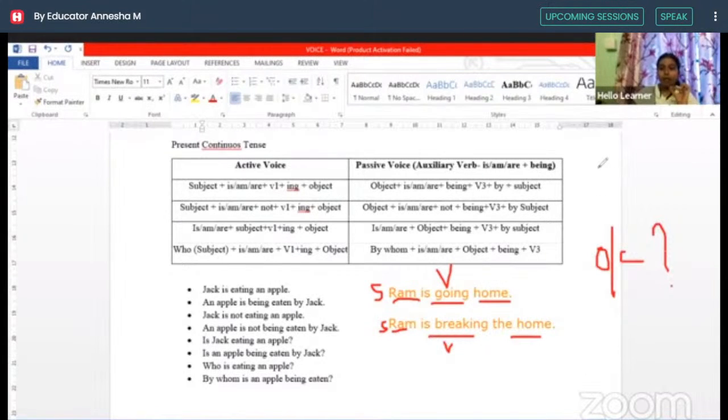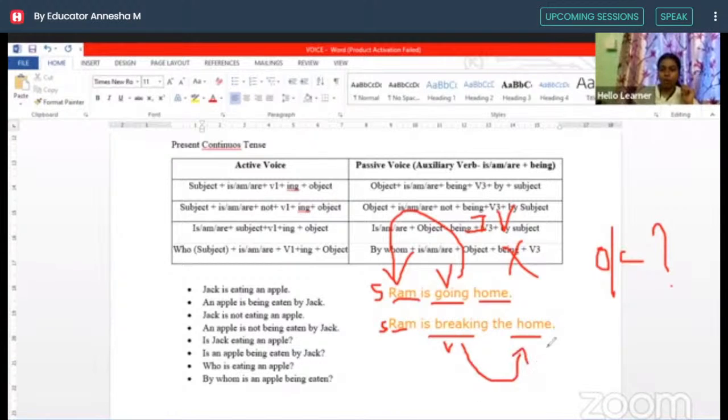Object is something on which the action happens. Always remember this. Object is something on which the action happens. So is the action of going happening to home? No. The action of going is actually happening to Ram. Who is going? Ram is only going. So when the verb is showing the action of the subject, then it is called an intransitive verb. Understood? And when the verb is showing the action of the object, breaking the home, what is being broken? The home. So then it is called a transitive verb.